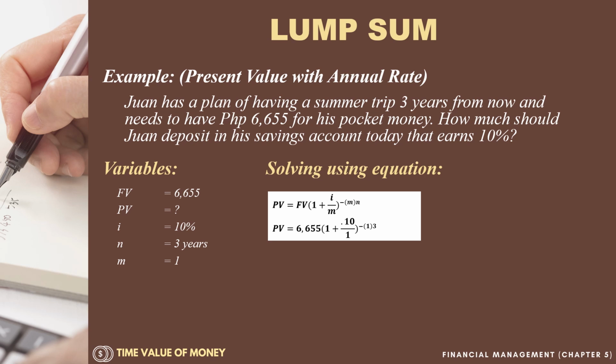So here, PV is equal to 6,655 multiplied by (1 plus 0.10 over 1) to the power of negative 1 times 3. Again, you can also write this as PV is equal to 6,655 multiplied by (1 plus 0.10) to the power of negative 3. Using your calculator, you should get the present value of 5,000.